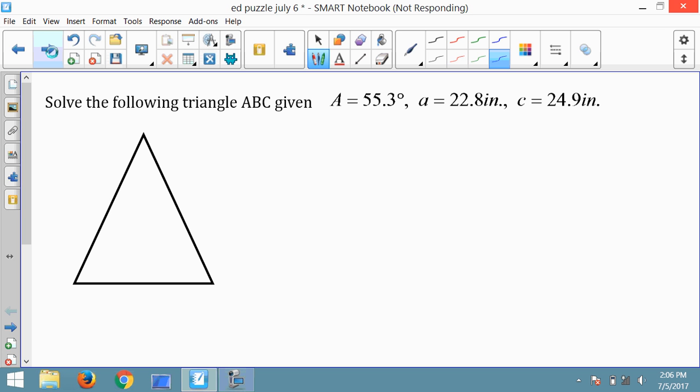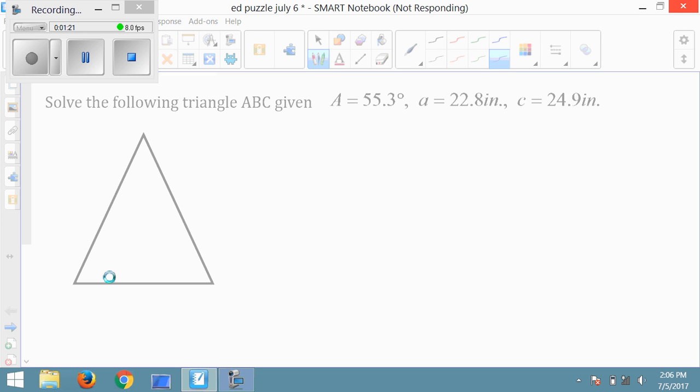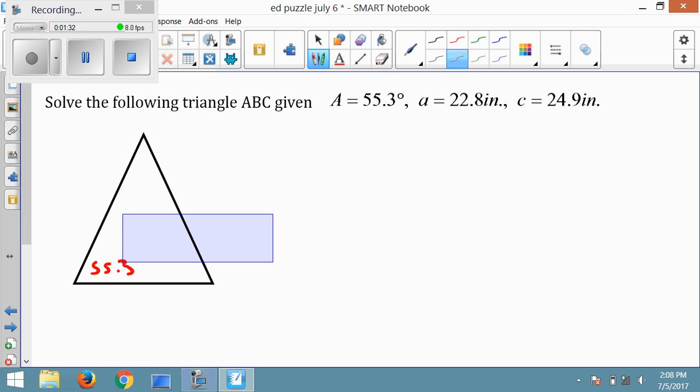So let's say we want to solve the following triangle. Solving the triangle means that you have to find all sides, all angles, etc. So what we know right now is that angle A is 55.3 degrees. Side A is 22.8, and side C, we can label either other one, is 24.9.